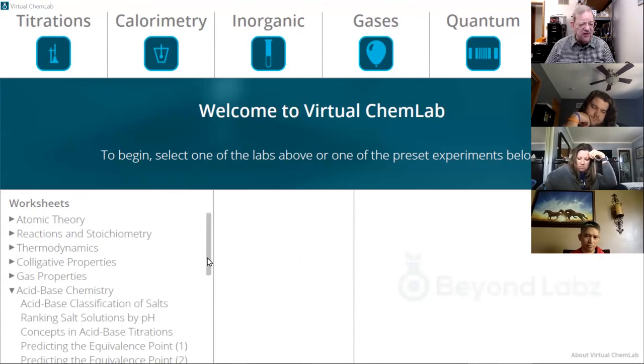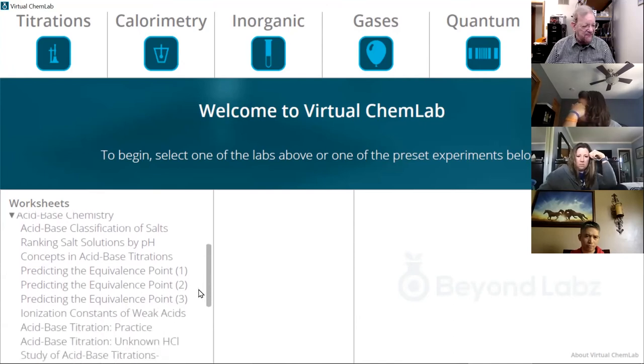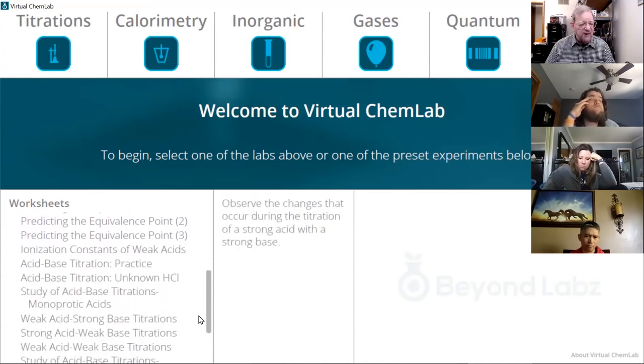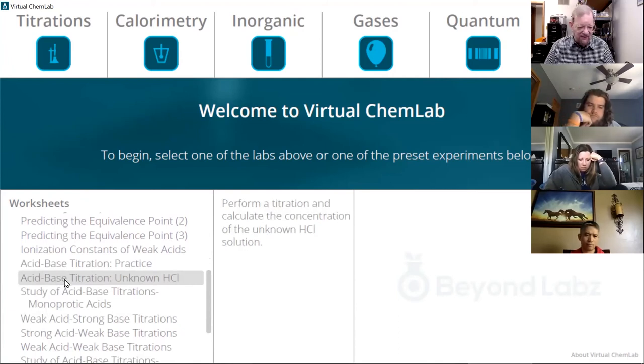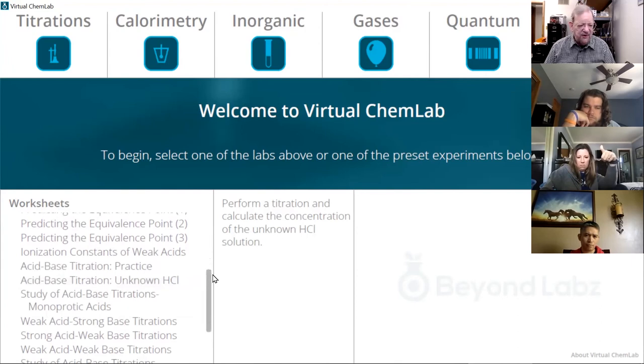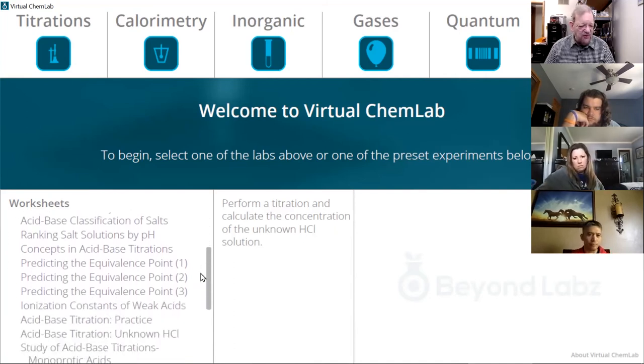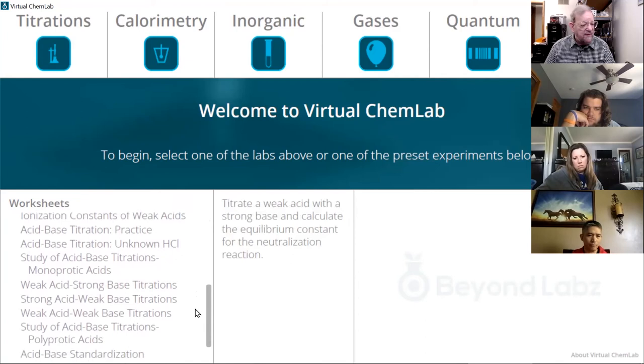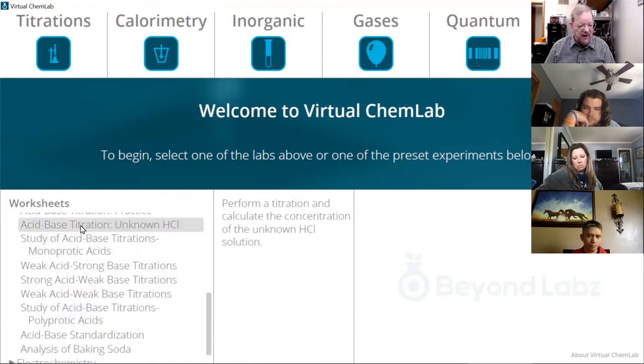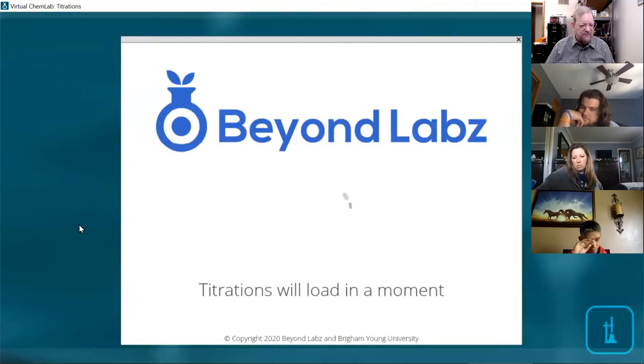Now, if you scroll down using this bar on the side, does everybody see under worksheets now, acid-base titration of unknown HCl? Does everybody feel confident you can get to that place? I'll go through it again. Under worksheet, you click on acid-base chemistry. You scroll down to acid-base titration unknown HCl. Click on that.